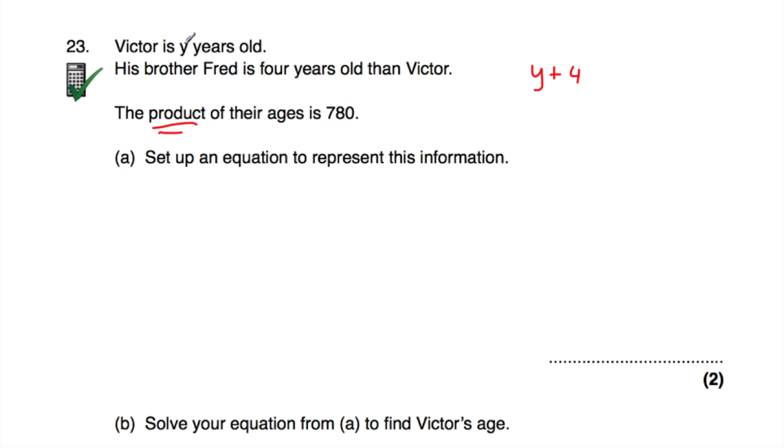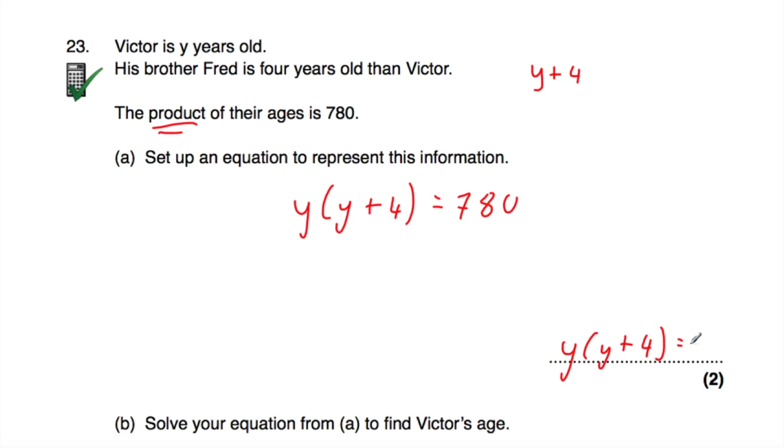So in other words, y times y plus 4 is equal to 780. So let's write that down. Y bracket y plus 4 equals 780. Well, this is our equation, the product of their ages. So y is Victor's age and y plus 4 is Fred's age. And when we times them together, we get 780. That's our equation.